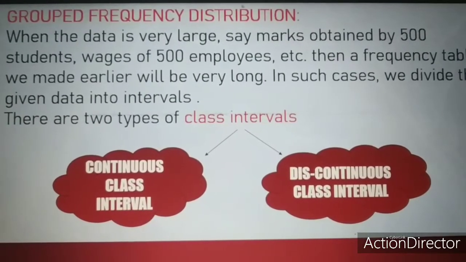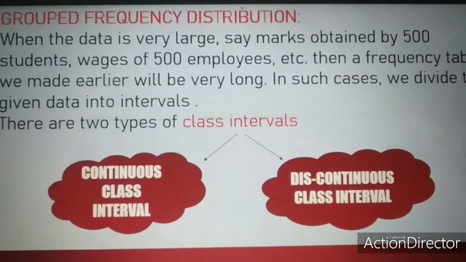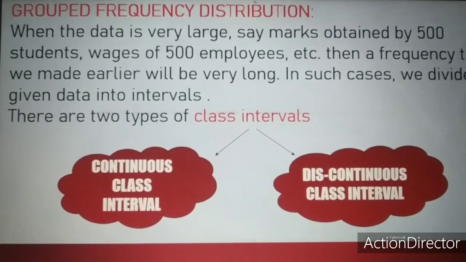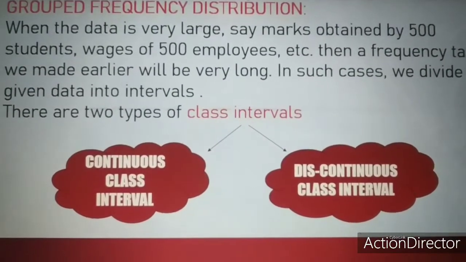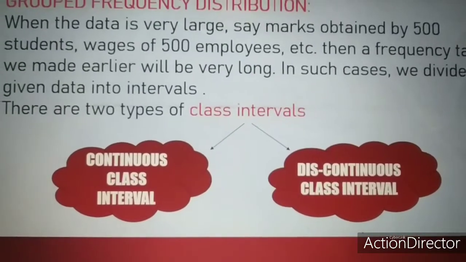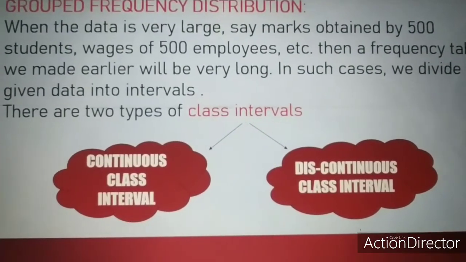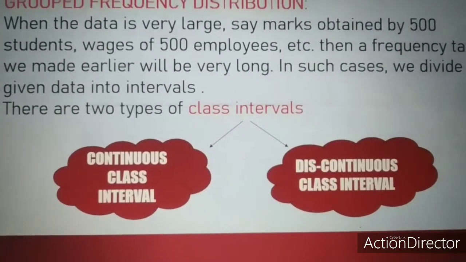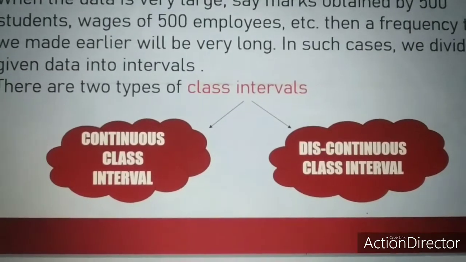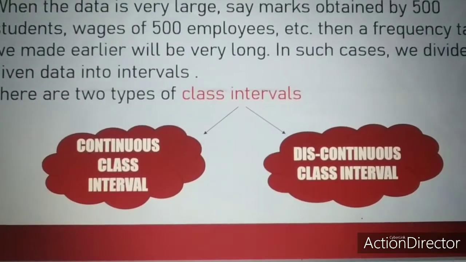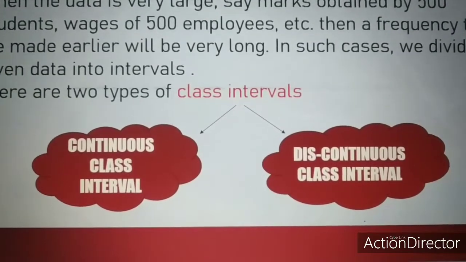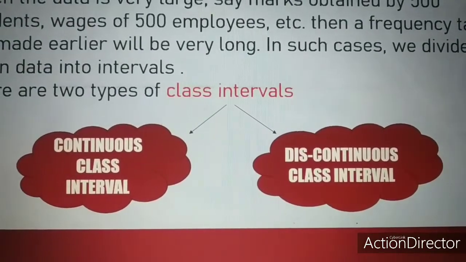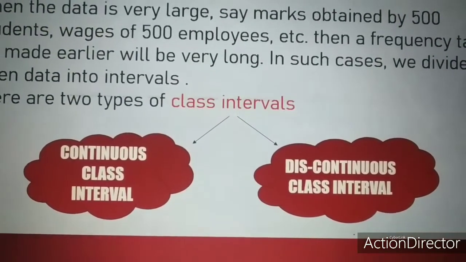When the data is very large, for example, marks obtained by 500 students or the wages of 500 employees, and you are asked to make the frequency table, it's very tedious. So what we do is divide this data into intervals. There are two types of class intervals. The first is continuous class intervals and the second is discontinuous class intervals. Let us see what they are.